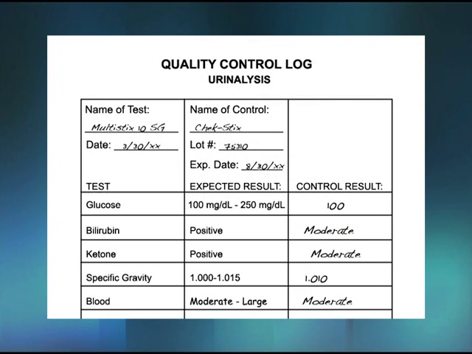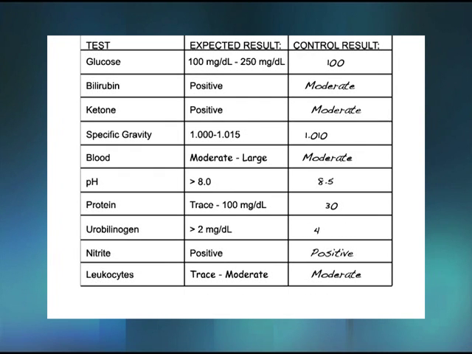As you can see, at the top of the log sheet, you must record the name of the test, the date, the name of the control, and the lot number and expiration date of the control. Record each control result next to its expected result. This includes the results for glucose, bilirubin, ketone, specific gravity, blood, pH, protein, urobilinogen, nitrite, and leukocytes. As you can see, all of the control results are within acceptable range.